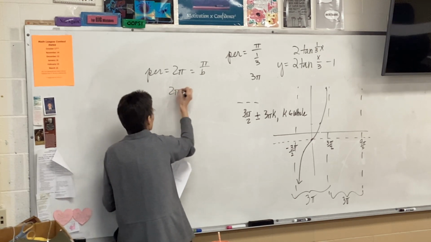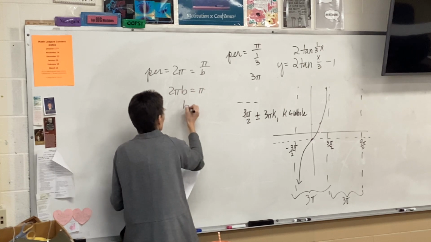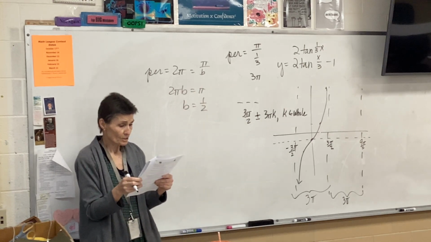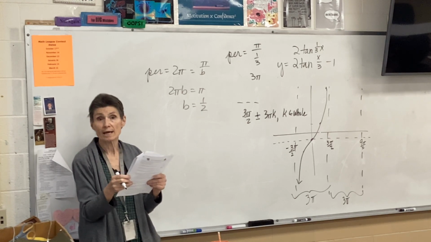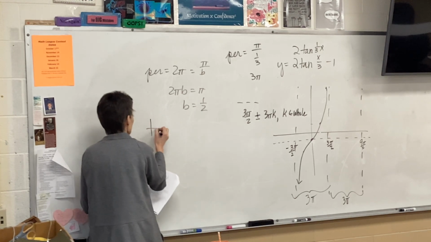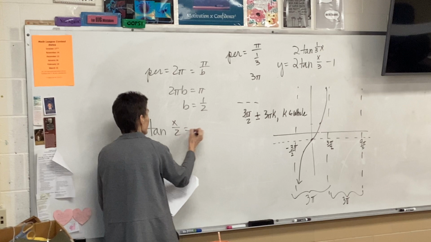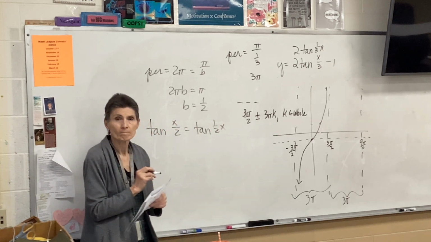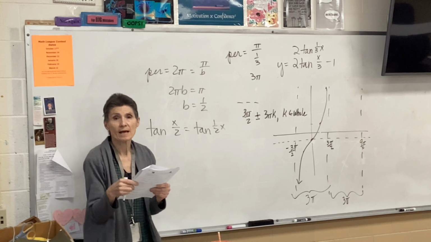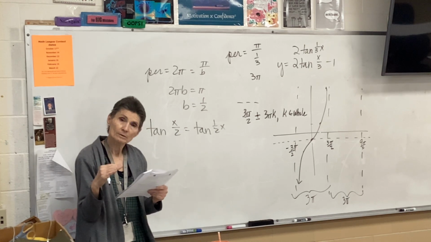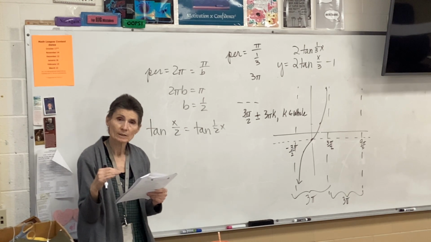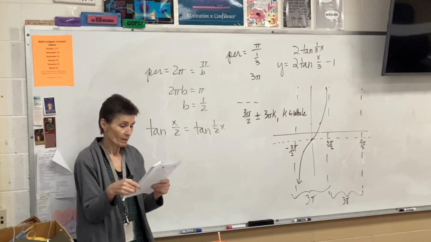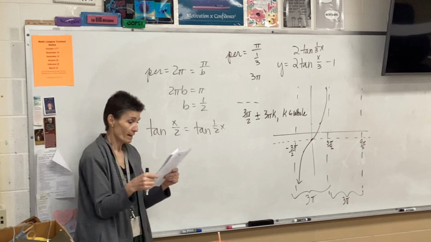So 2 pi b equals pi, and it looks like b has to equal 1/2. So that would be equation A. Remember, tan x over 2 is tan 1/2 x. So the answer is A. We have a vertical translation of -2, and we have a horizontal dilation by a factor of 1/2.